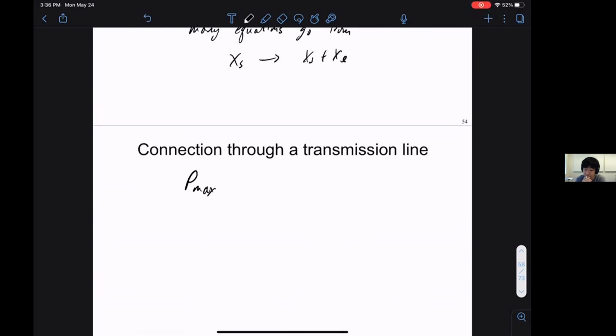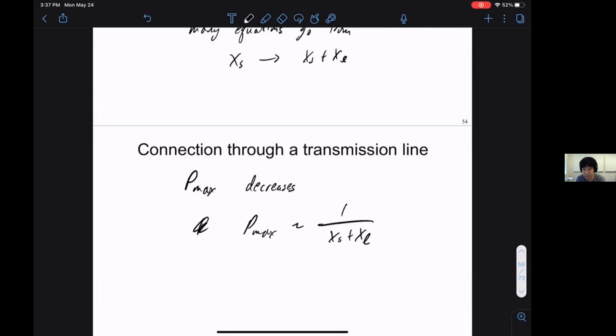So compare to a case when you have no transmission line. Here, when you connect to a transmission line, what happened to P max? It goes down, right? P max decreases, since before, this P max is proportional to 1 over XS plus XL. So you're adding some reactance to it, and then the maximum amount of power you can deliver goes down.